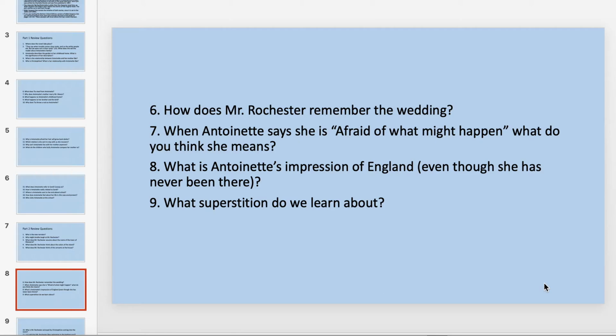And then we start to learn about different superstitions. So I want you to go find this part in the story. What superstition do we learn about that Antoinette has?